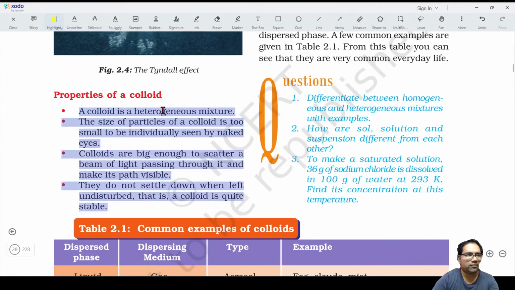Now tell me what are the properties of a colloid. A colloid is a heterogeneous mixture. The size of its particles is too small to be individually seen by the naked eye, but they are big enough to scatter a beam of light passing through it, and they don't settle down when left undisturbed. A colloid is stable. A solution is also stable, but a suspension is not stable.